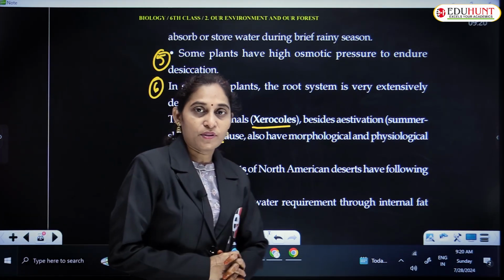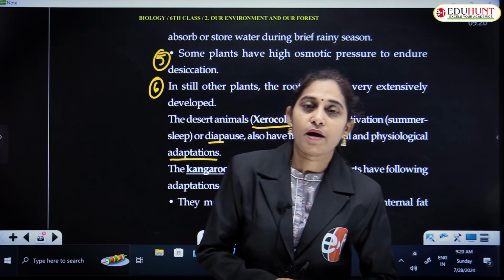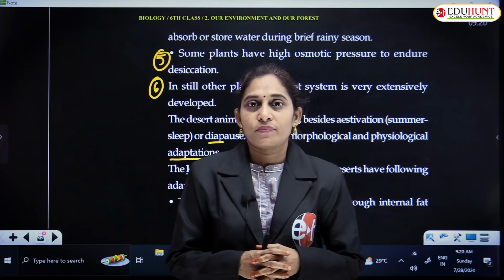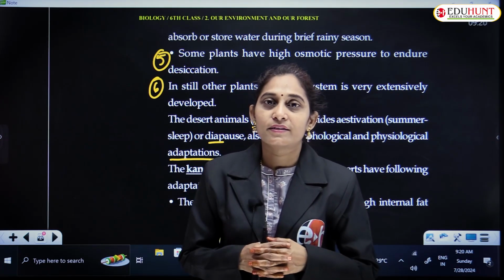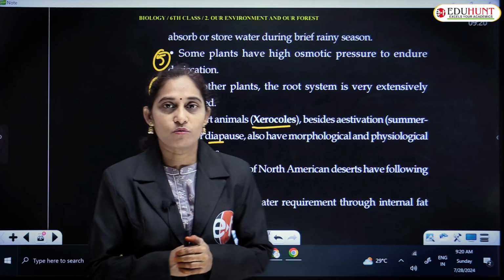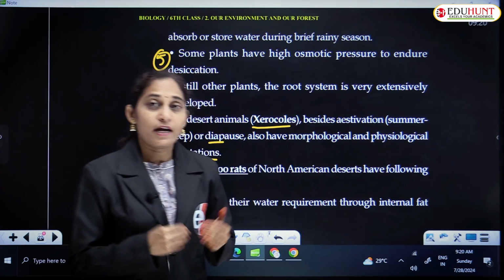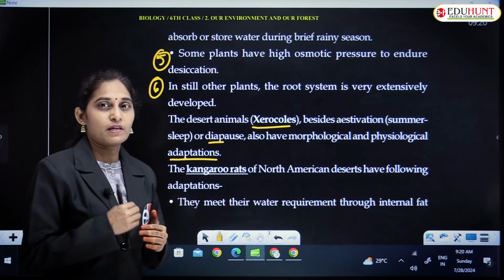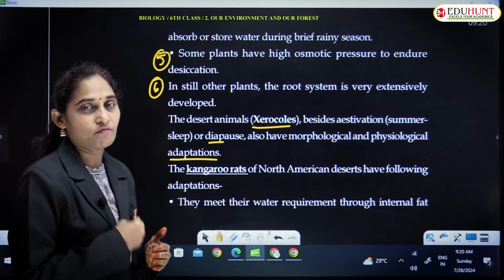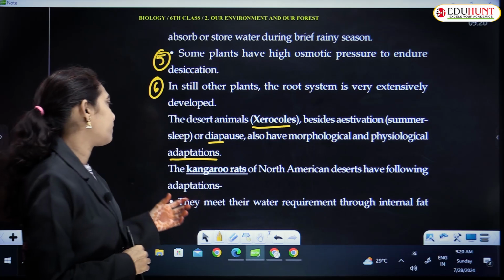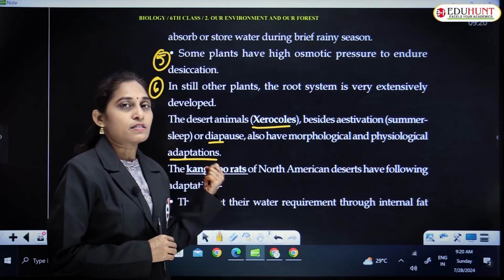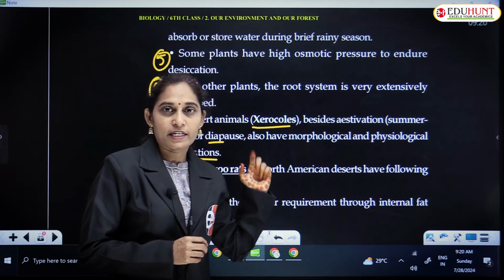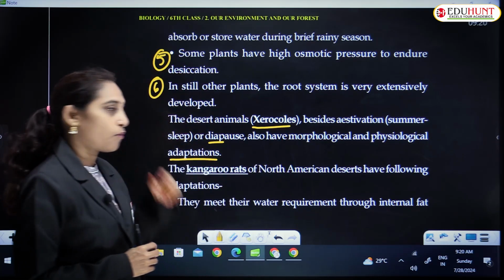They escape the unfavorable situation by minimizing their metabolic activities. They are very like dormancy, in a state of suspended animation. They avoid, they escape the unfavorable situations, unfavorable climatic conditions, unfavorable weather conditions. They have some morphological, physiological adaptations other than summer sleep like estivation and diapause.